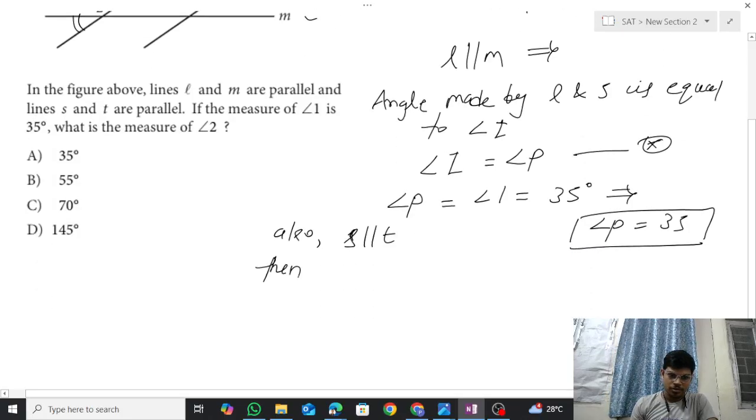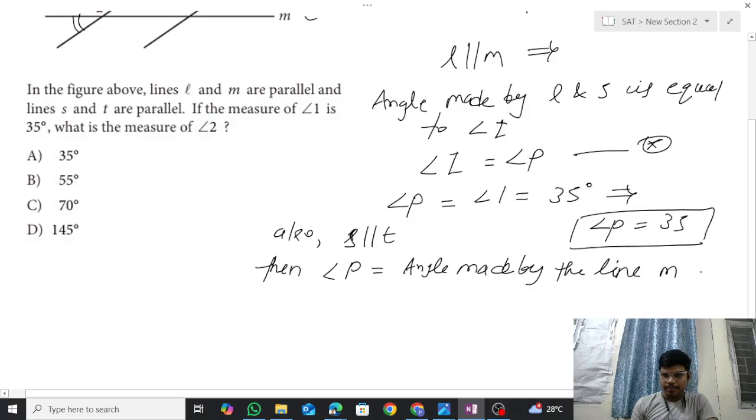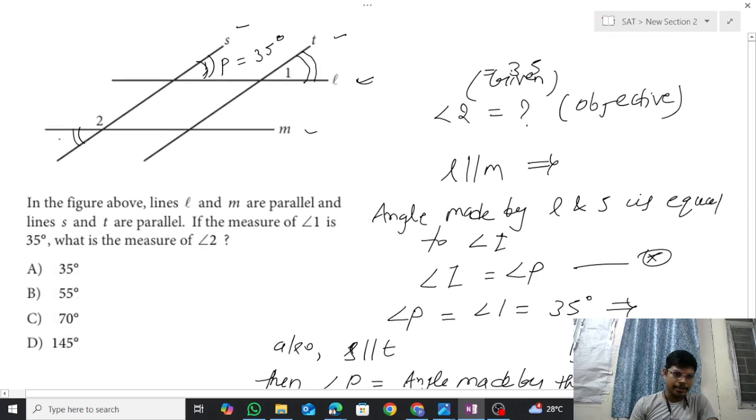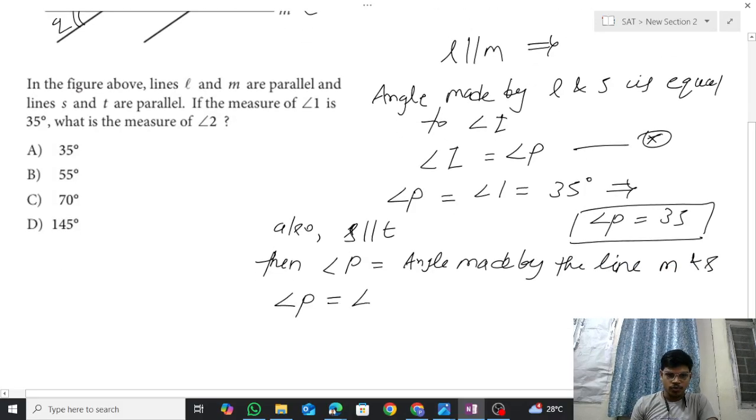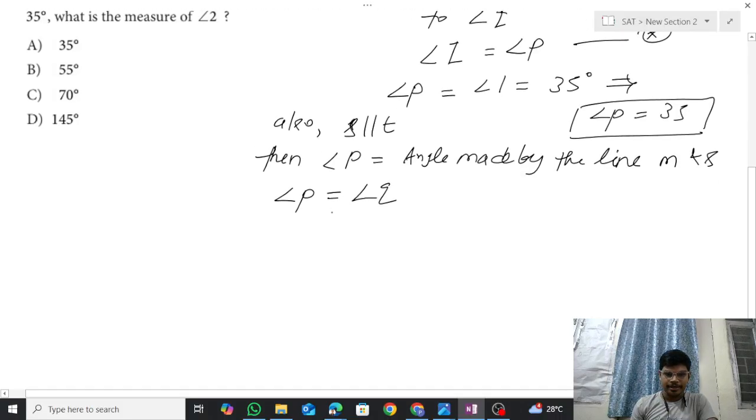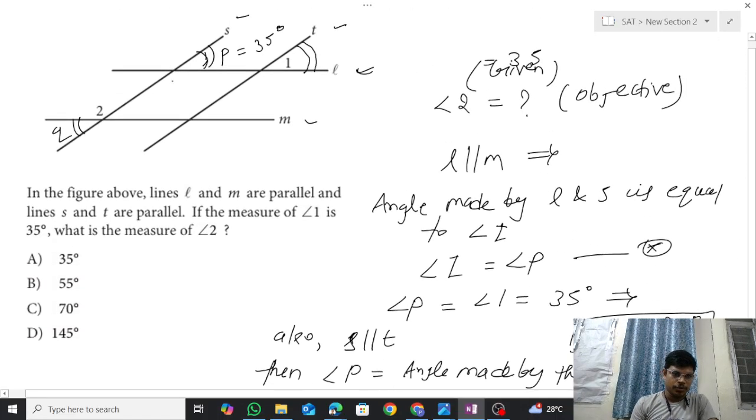Then angle P is equal to the angle made by the lines M and S. Suppose I give this angle the name Q. So here I can see the angle P is equal to angle Q, and we know angle P is given as 35 degrees. So angle Q is equal to 35 degrees also. This is the angle Q that is given.